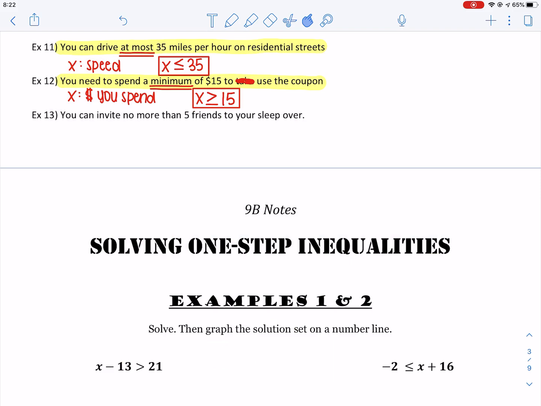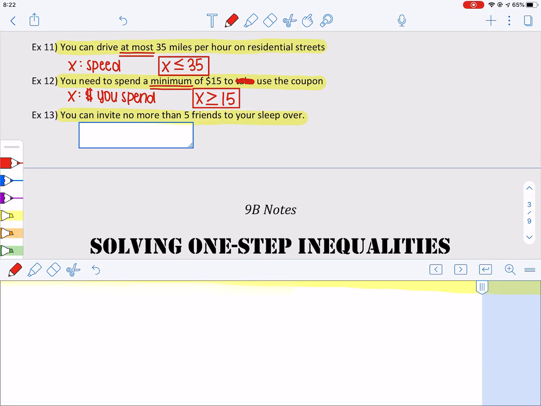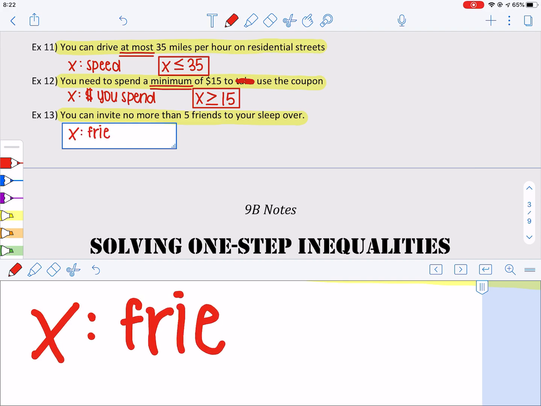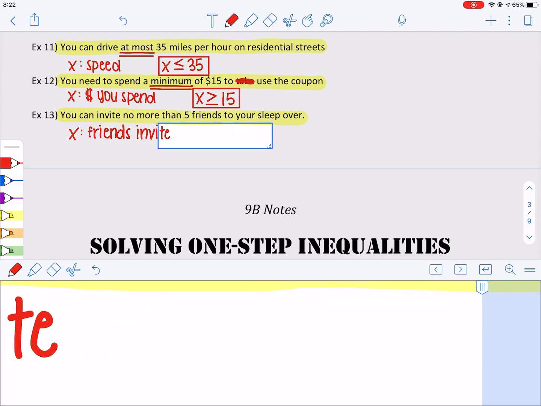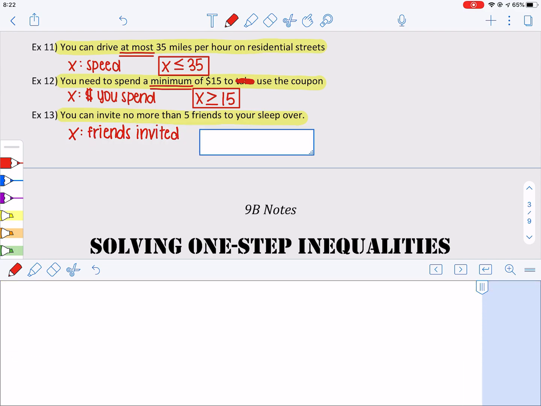All right, let's try one more. I'm going to have you guys try this one on your own. So it says you can invite no more than 5 friends to your sleepover. Okay, so x are friends invited. And you can be as specific as you want. Friends invited to the sleepover, whatever you want to say. All right, so we're going to start with our x and then see if you can figure it out.